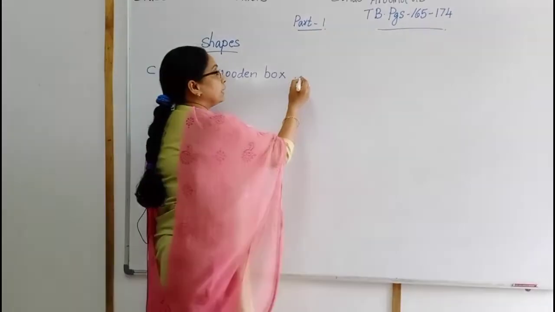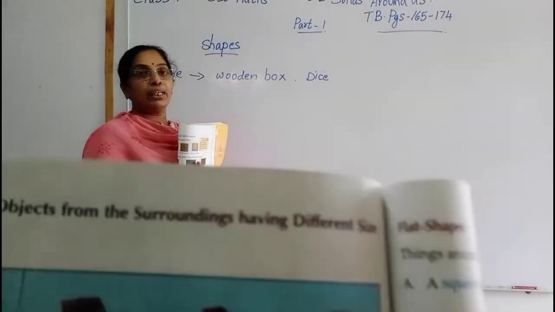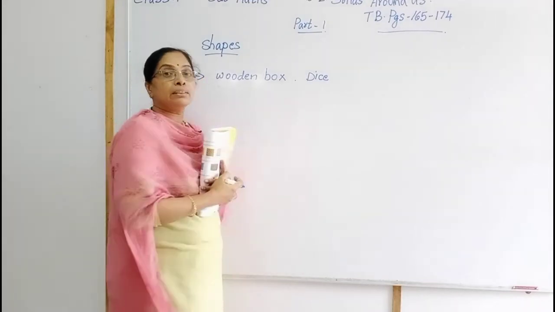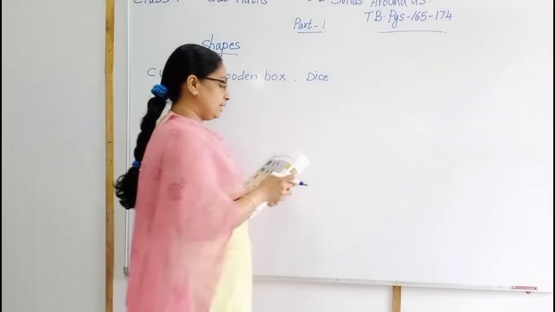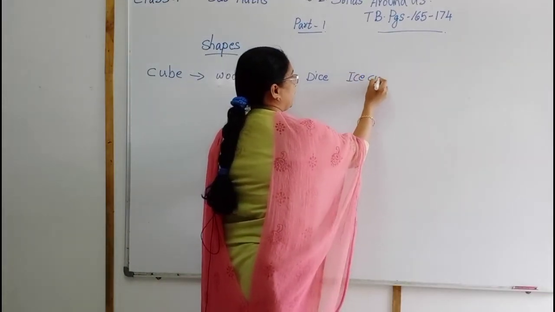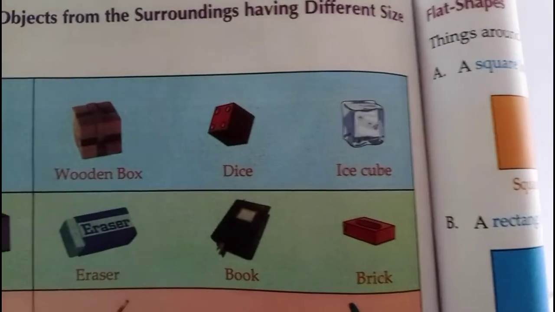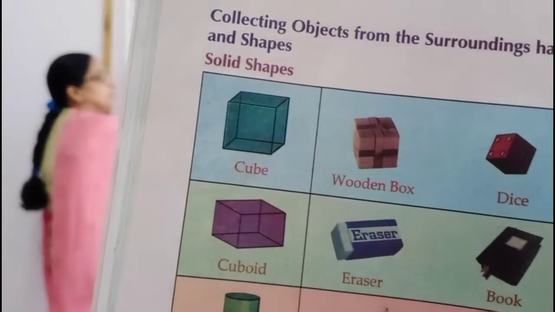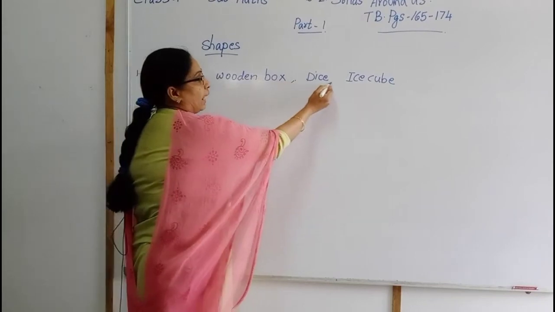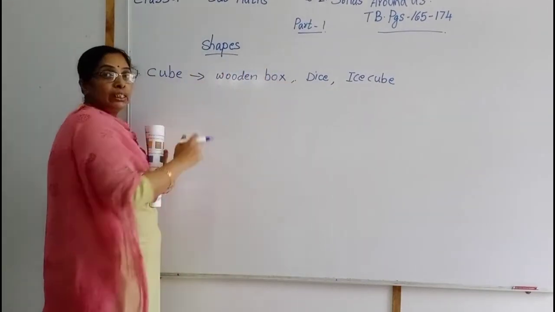Second one is dice. You know dice, children. When you are playing snake and ladder and Ludo, we are counting with dice. The next, ice cube. You know the ice cube. That shape is also a cube. Cube is the first shape and the examples are wooden box, dice and ice cube. These are the cube shapes.